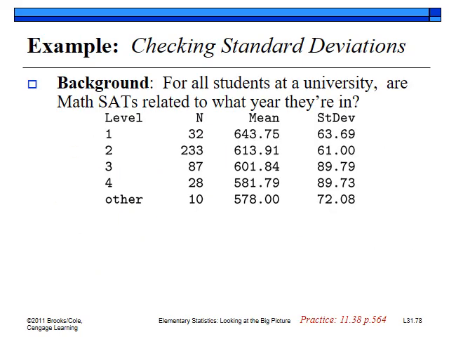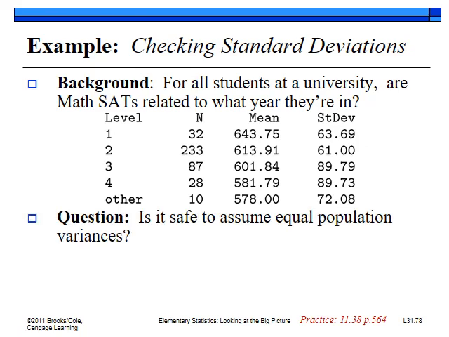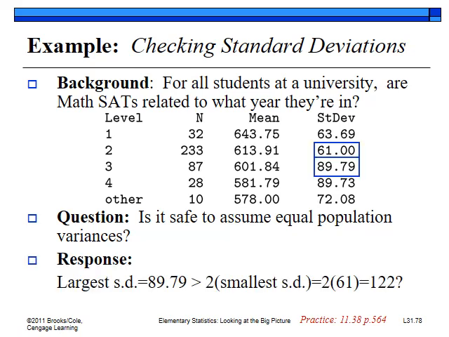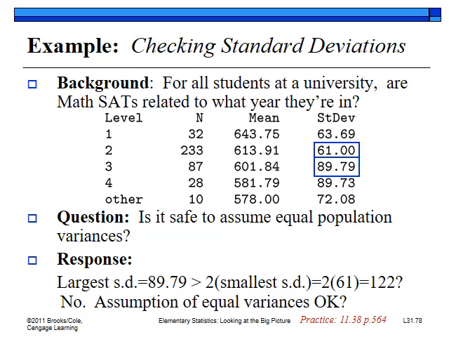So in the case of the math SATs, take a look at those standard deviations. Is it safe to assume that the population variances might be equal? Well, we can apply the same rule of thumb. We just have to look at the largest standard deviation and the smallest. If you double the smallest one, it's bigger than the biggest one. Equivalently, if you take the biggest one and cut it in half, it's smaller than the smallest one. But yeah, that's good. So we can assume that the variances are equal.